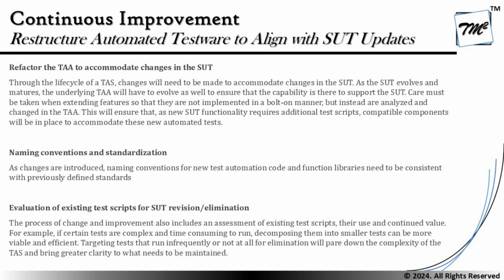And finally, the last topic we have here is, of course, evaluation of existing test scripts for SUT revision and elimination. The process of change and improvement also includes an assessment of existing test scripts, their use and continued value. For example, if certain tests are complex and time-consuming to run, decomposing them into smaller tests can be more viable and efficient. Targeting tests that run infrequently or not at all for elimination will pare down the complexity of the task and bring greater clarity to what needs to be maintained.